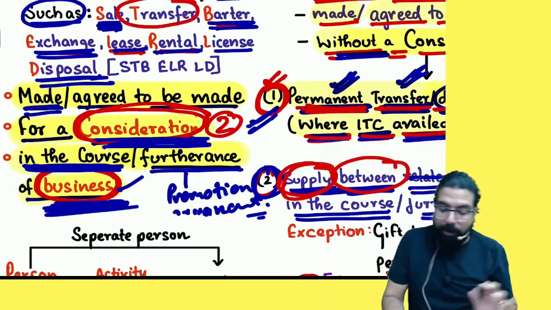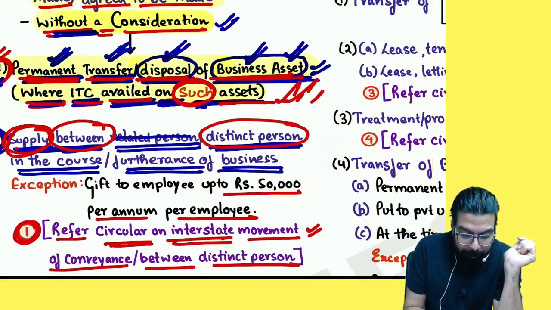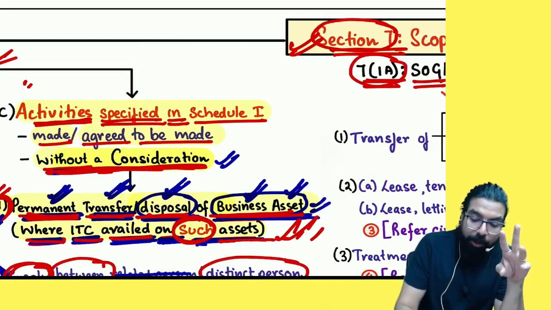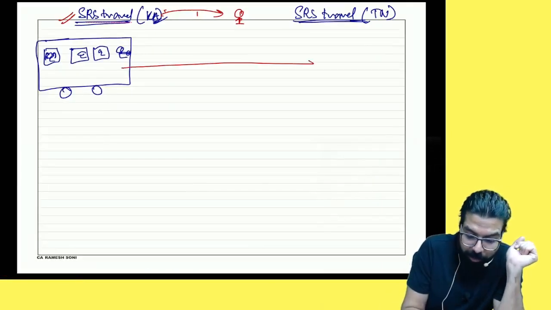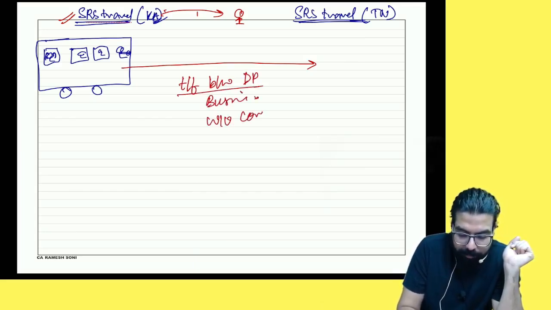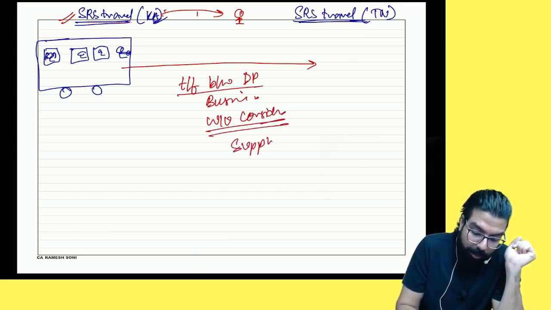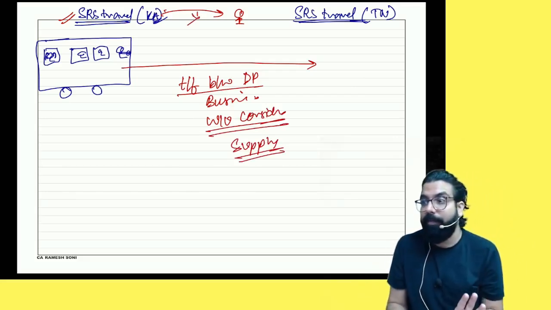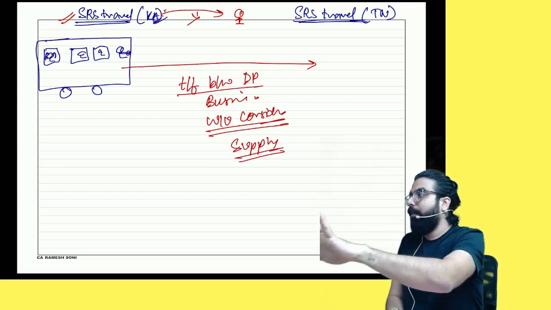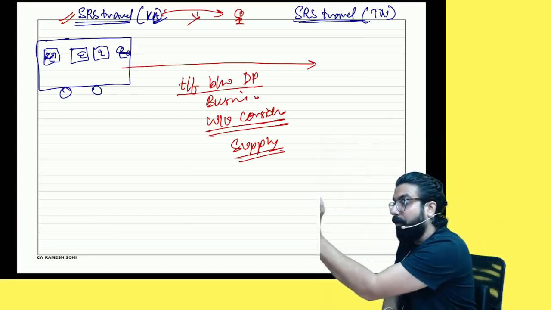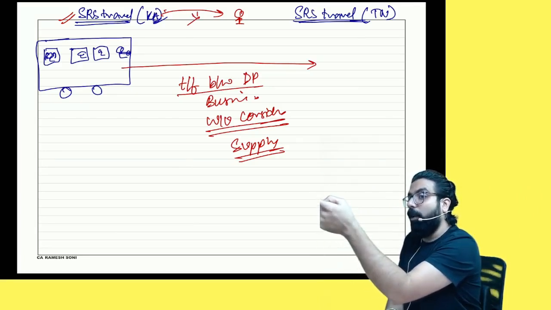So people, when the bus is going between distinct persons, is it going in the course of business? Is it going without consideration? So one officer told, sir, when the bus is going from here to here, number one, it's a transfer between distinct persons in the course of business, without consideration also, it will be considered as supply. And you know what? That GST officer told, I want GST on the bus. No, not on passenger transportation. On passenger transportation, GST will come. The person told, when the bus is going from one distinct person to another, the bus is supplied between two distinct persons in the course of business. Without consideration also, it will be considered as supply.